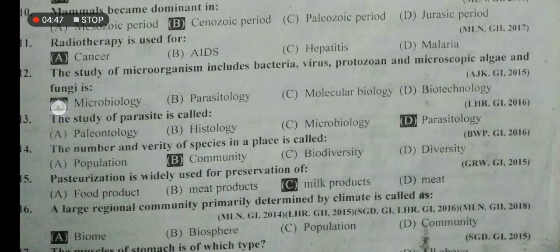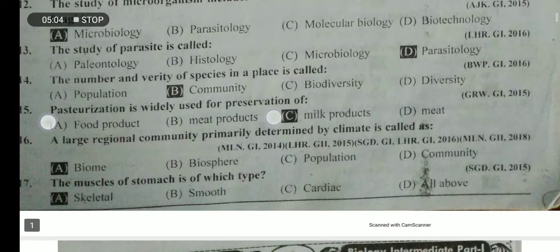Molecular biology, in this branch, you will study the molecules which are the functional or the constitutional units of the cell. And in biotechnology you will study the microorganisms used for the good of the mankind. The number and the variety of species in a place is called community. Actually, population is the collection of same species, while in case of community, various species inhabiting the same place.